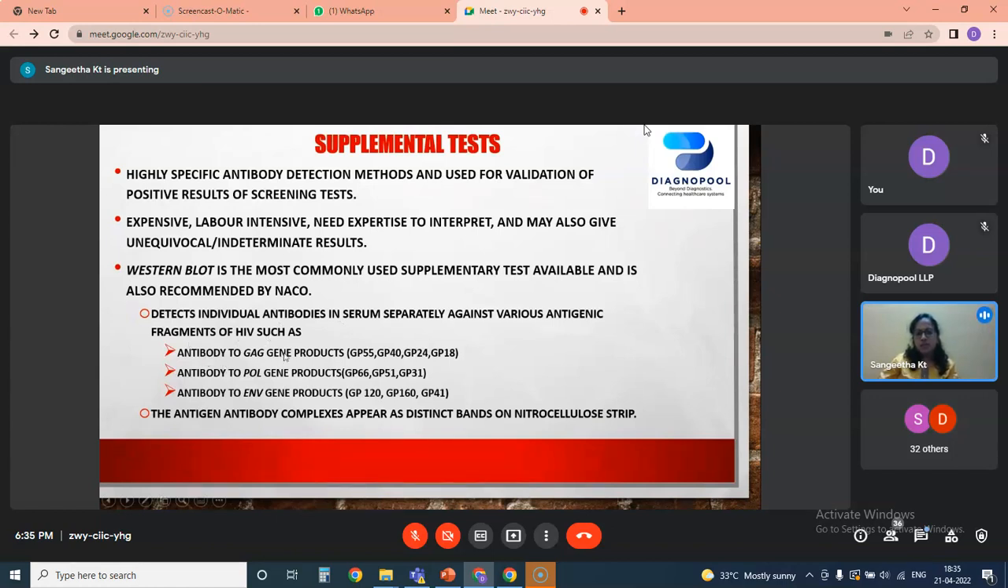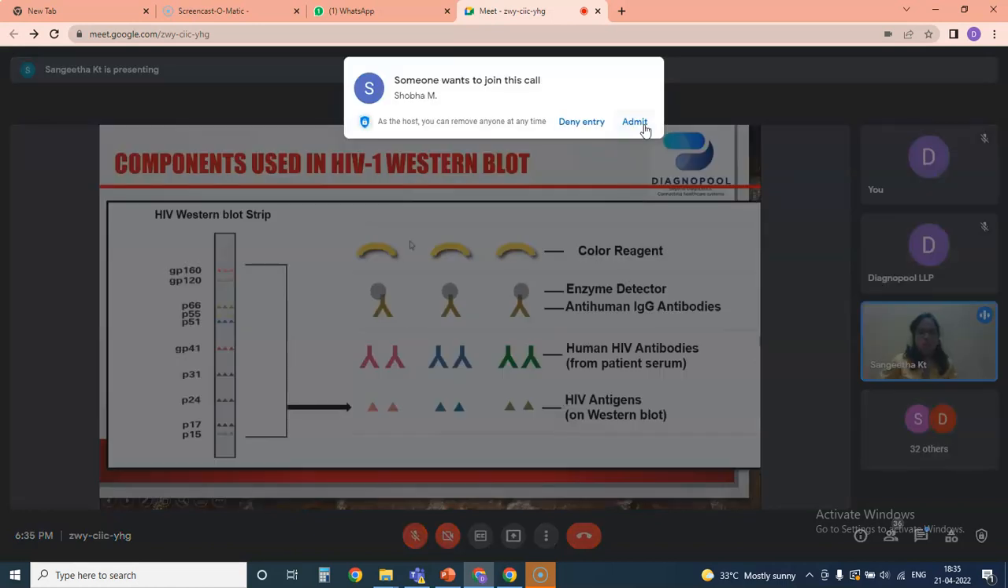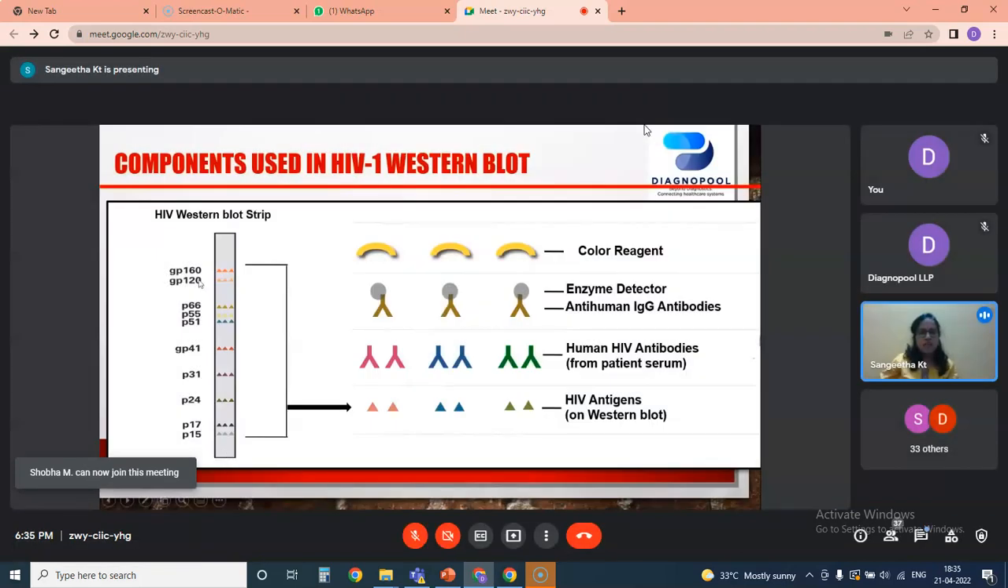So we have various gene products which are embedded on a nitrocellulose paper. The antigen antibody complexes appear as distinct bands on the nitrocellulose strips. So here you can see this is a nitrocellulose strip on which we have the different antigens embedded. Here we have the GP160, 120, mainly the envelope proteins, and here we have the Pol proteins that are mainly responsible for integrase, reverse transcriptase and protease, and here we have the Gag proteins which are responsible for the capsid protein, etc.